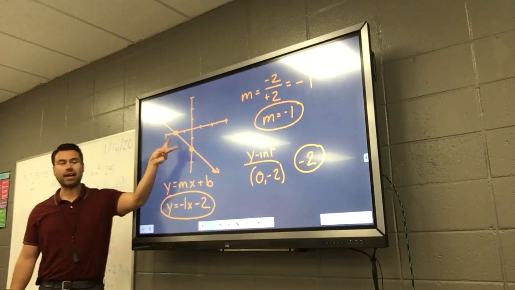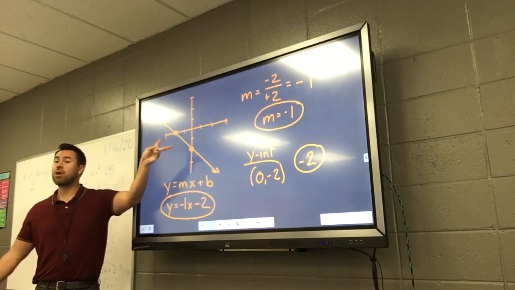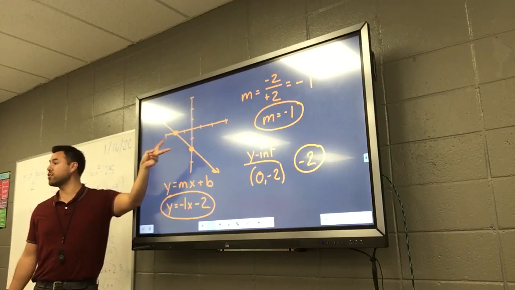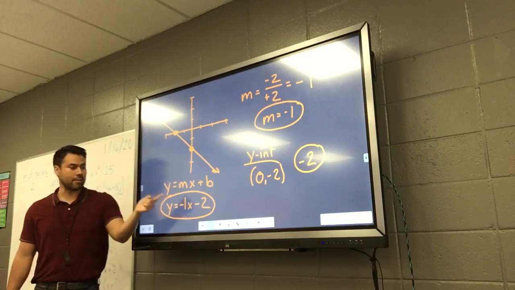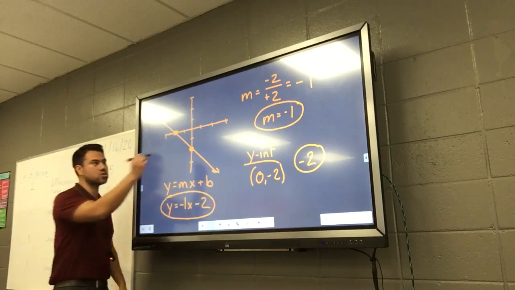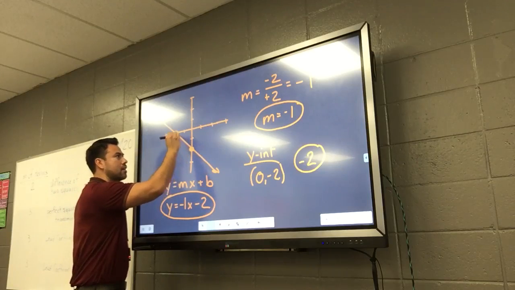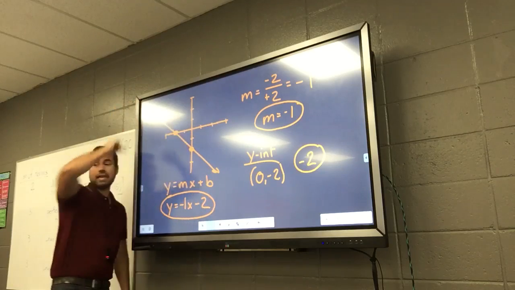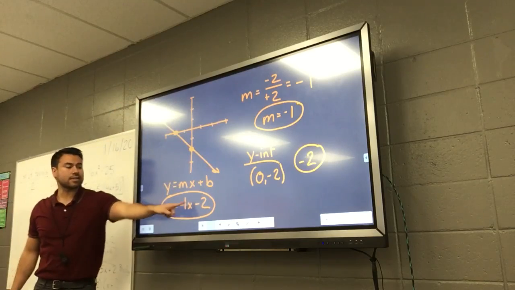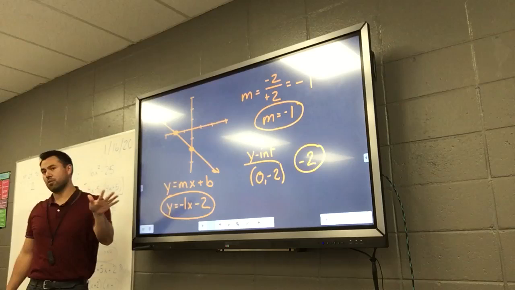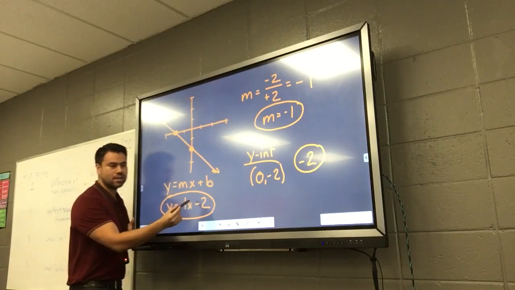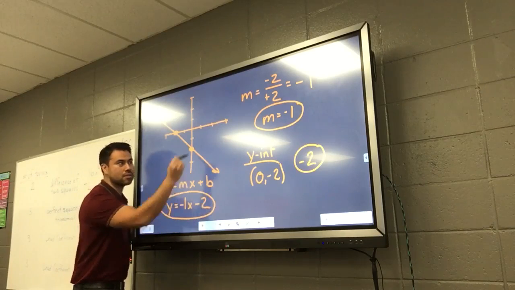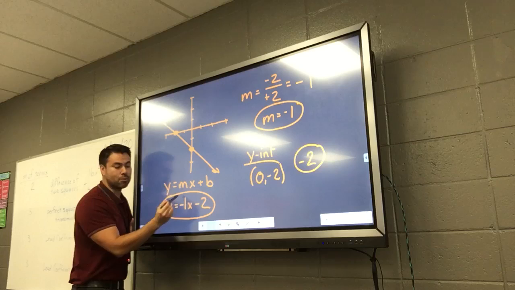I identified 2 of them. I can probably identify a few hundred of them, and I'm still not close to identifying all of them. Because how many ordered pairs are on this line? Infinite, right? These x and y's are representing the infinite number of points. But I do know 2 exact measurements: the y-intercept and the slope, no matter what.